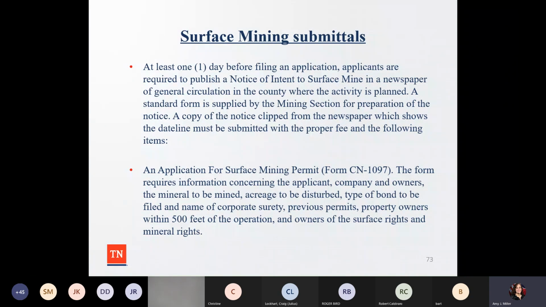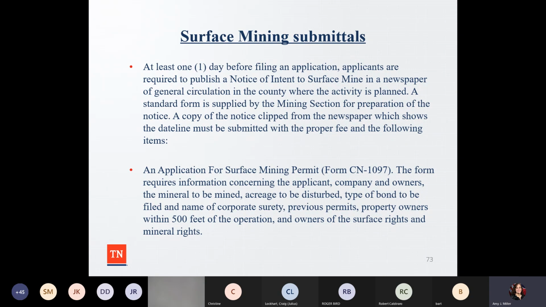And then you also have a standard form supplied by the mining section for preparation of the notice. So again, you're not just going to put a notice in a newspaper and say, "Hi, I'm Amy Miller, I'm doing surface mining tomorrow on Quimby Avenue," right? You can't do that. The mining section will give you that template to put in the newspaper. And then this shows a dateline, and it must be submitted with the proper fee and the following.